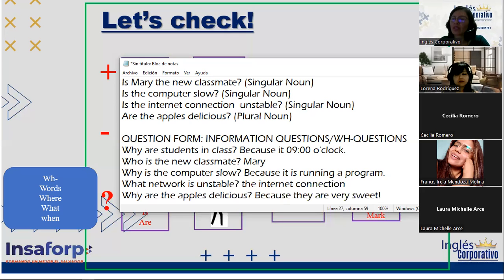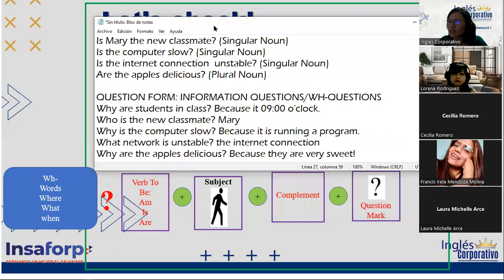Okay, entonces vamos a ver aquí la fórmula. Si usted se fija, aquí nos dice que primero van las WH words, ¿verdad? Después de las WH words, va el verb be, ¿verdad? Aquí es donde empieza la fórmula completa. Antes de eso van las WH words, ¿ok? Y ya les voy a dar más ejemplos. Entonces tenemos acá WH word, verb be, subject, complement. WH word, verb be, subject, no tenemos complemento. WH word, verb be, subject, complement, y así nos vamos, ¿verdad?